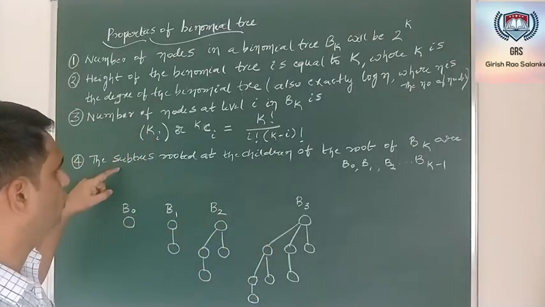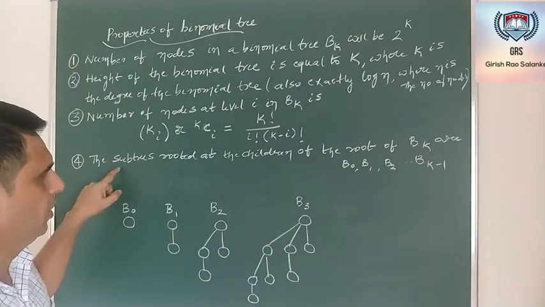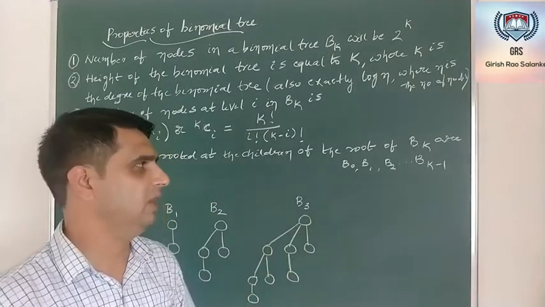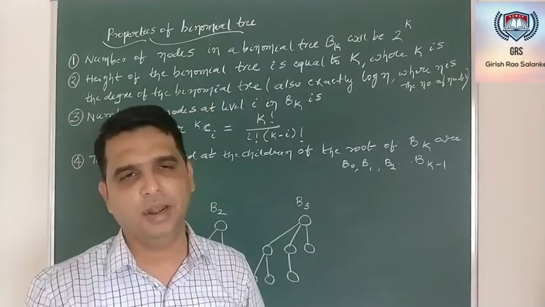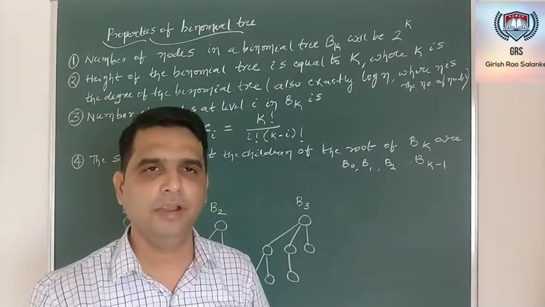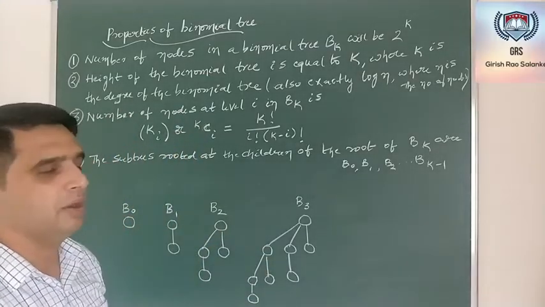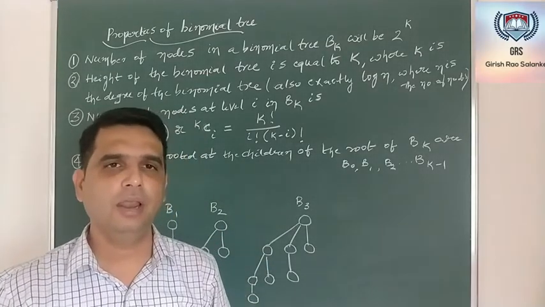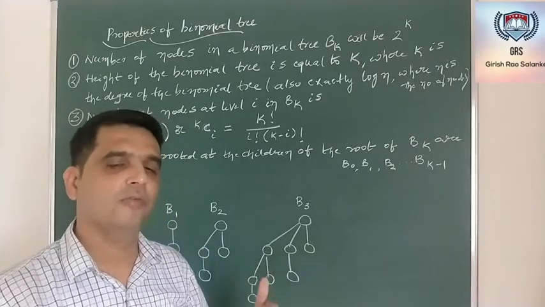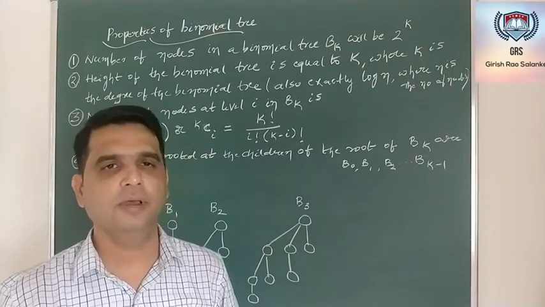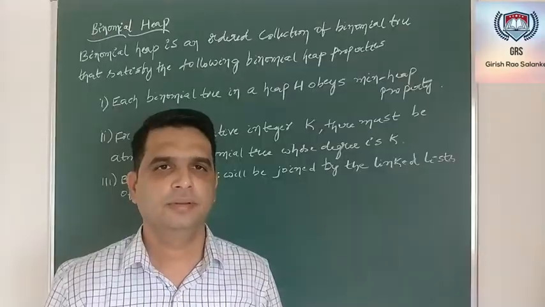Hence the fourth property: the subtrees rooted as the children of the root of any binomial tree Bk are B0, B1, B2 up to Bk minus 1. So these are the 4 important properties of a binomial tree. Now with this, we'll go to the definition of a binomial heap.